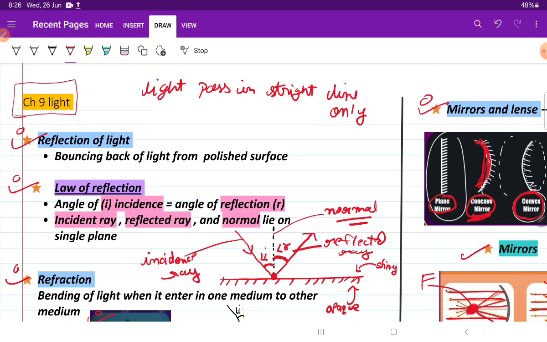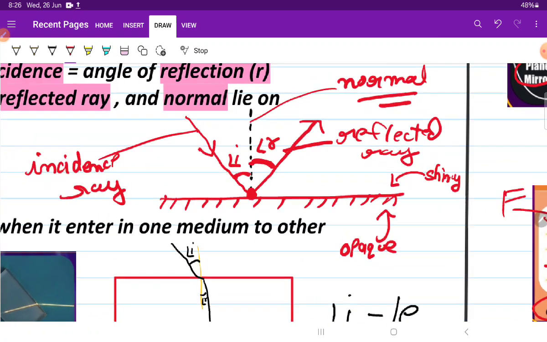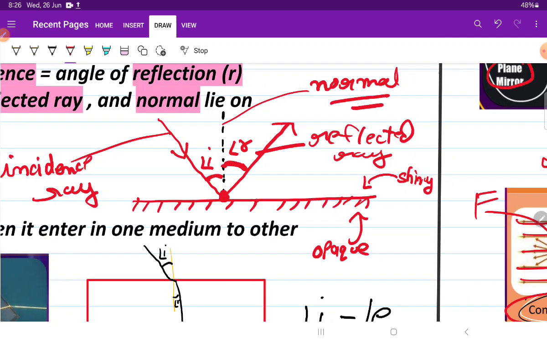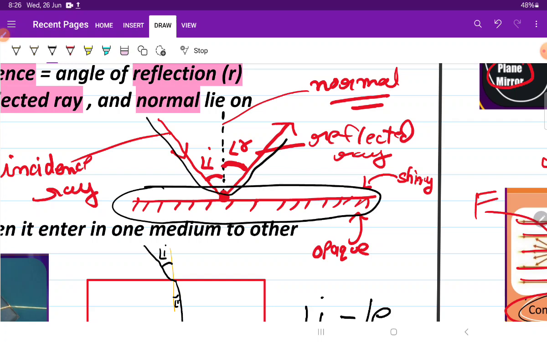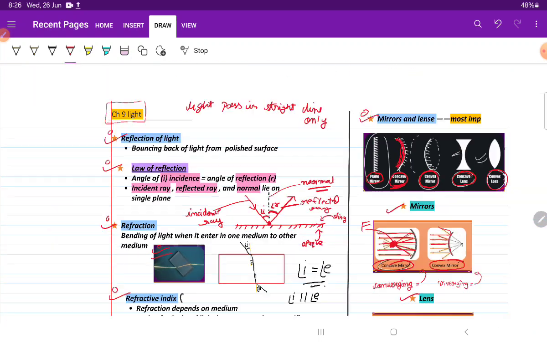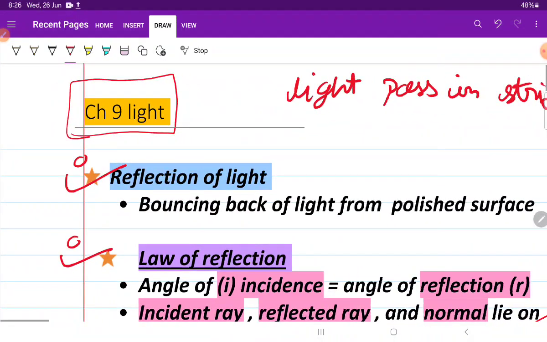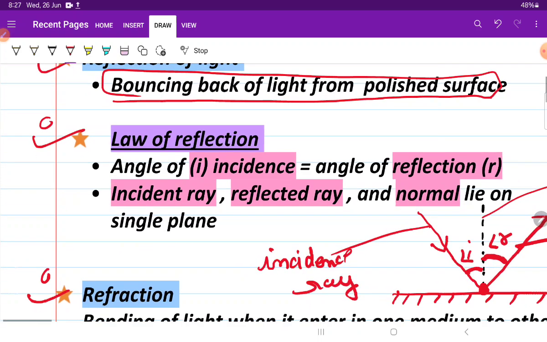First of all, let's start with the law of reflection. What is reflection? The bouncing back of light from a polished surface. You can see I have made a diagram also. This is the polished surface, students. The ray is coming and reflecting back into the same medium on the other side. So this is the reflection of light. The bouncing back of light from a polished surface is called reflection of light.